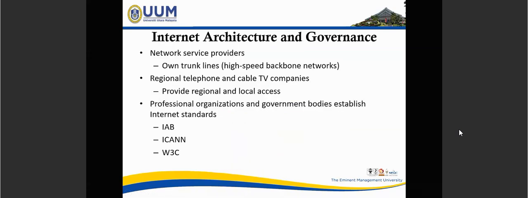So what is internet architecture and governance? Network service providers, those who provide the service. What we mean is that service providers have trunk lines that subscribers can take with high-speed backbone networks. For example, regional telephone and cable TV companies provide connectivity, regional and local access, but internet or wireless providers with a high connectivity.